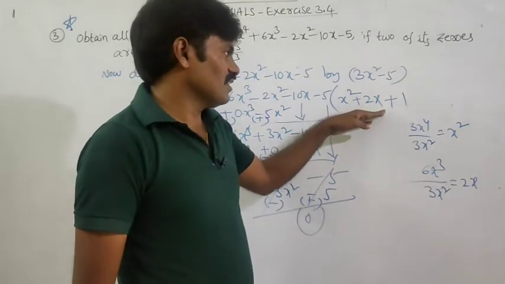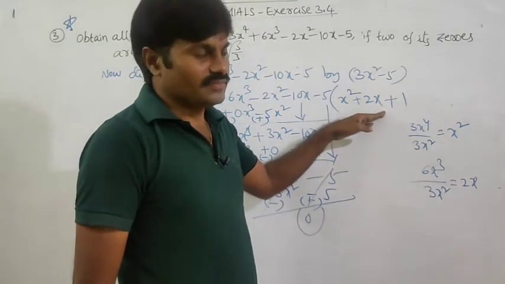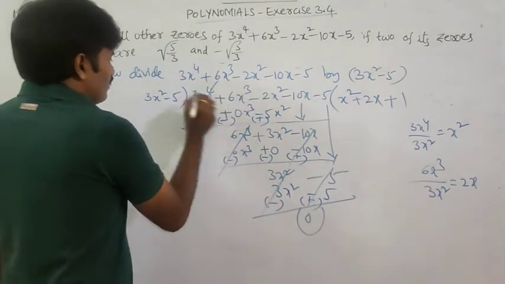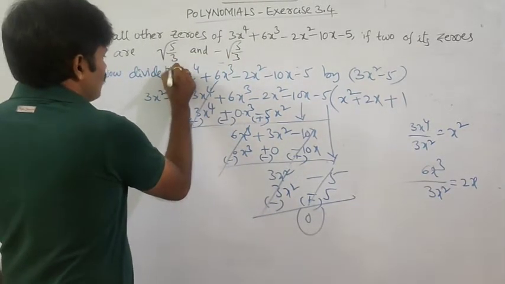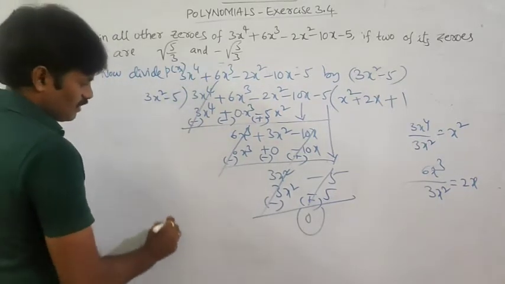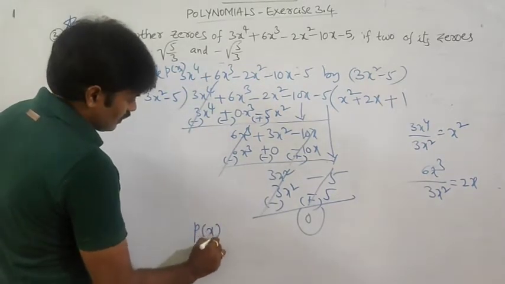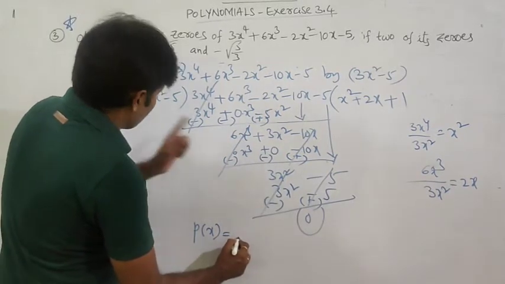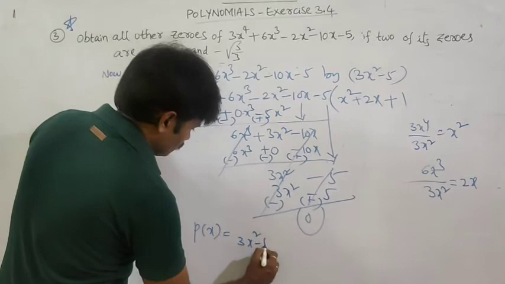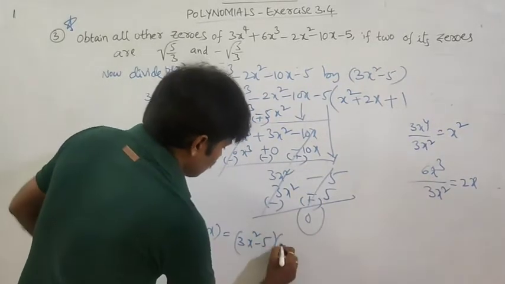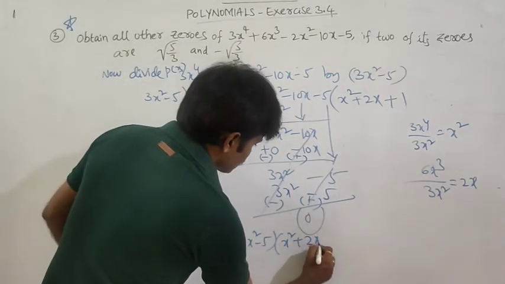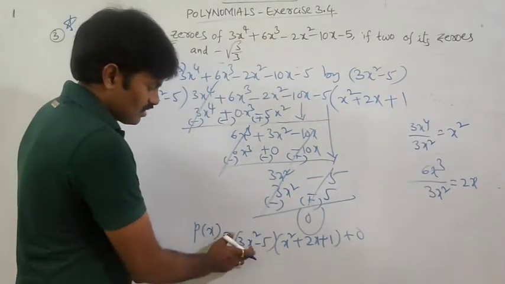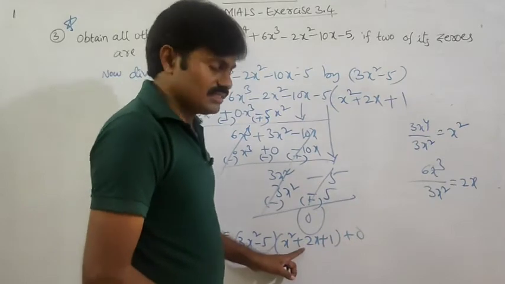Now what is the quotient here? x^2 + 2x + 1. Now we have to factorize this quotient. If we consider this as a polynomial p(x), then p(x) can be written as divisor into quotient, that is x^2 + 2x + 1, with remainder 0. Yes. Now 3x^2 - 5 is a factor, and another one is this factor.